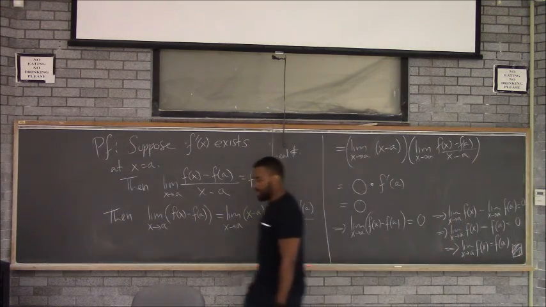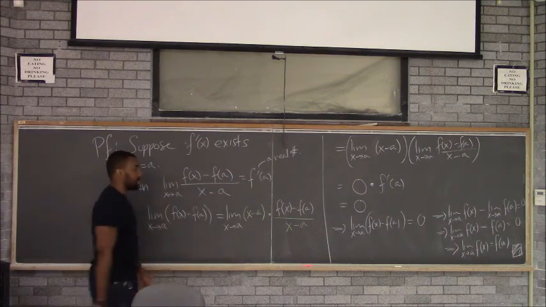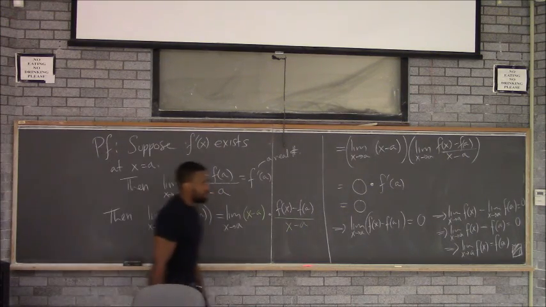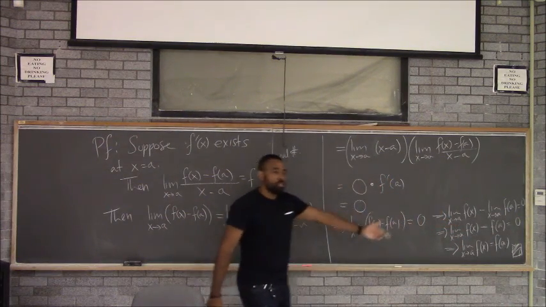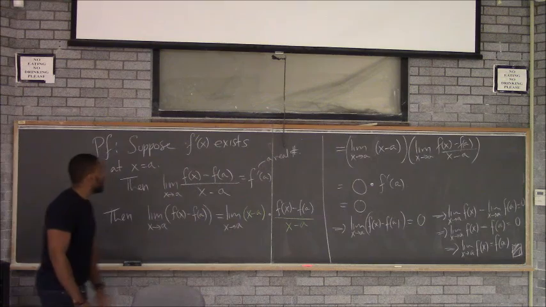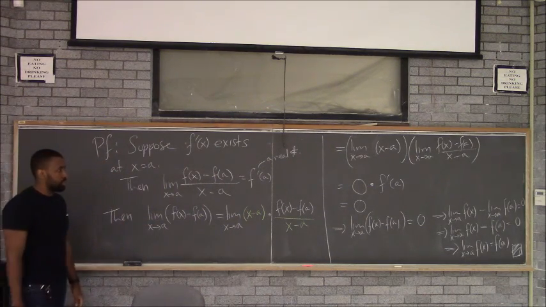Don't need to know that proof, I just want to show you that if you assume something is differentiable, that this limit exists, then automatically you'll have the limit as x approaches a of f of x equals f of a, which by definition means f is continuous at a. So if we can find the derivative at a, f is continuous at a automatically.